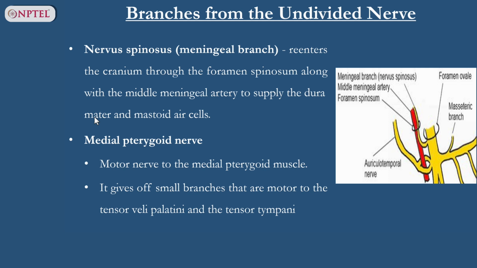The meningeal branch or nervus spinosus re-enters the cranium through the foramen spinosum along with the middle meningeal artery to supply the dura mater and mastoid cells. Another branch which is given from the undivided nerve is the nerve to medial pterygoid, which is motor to the medial pterygoid muscle. It also gives off small branches that are motor to the tensor veli palatini and tensor tympani muscles.